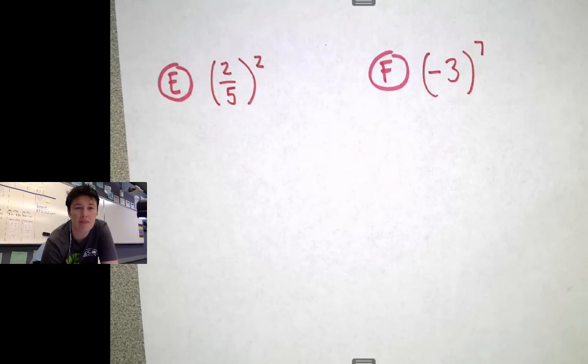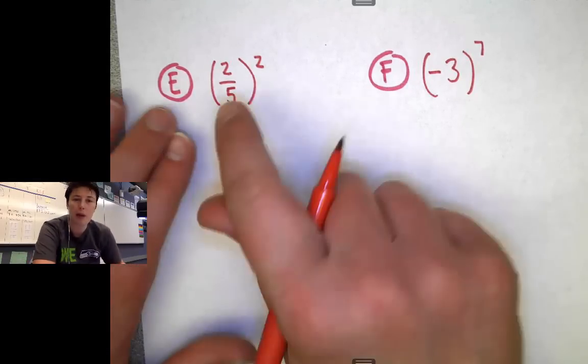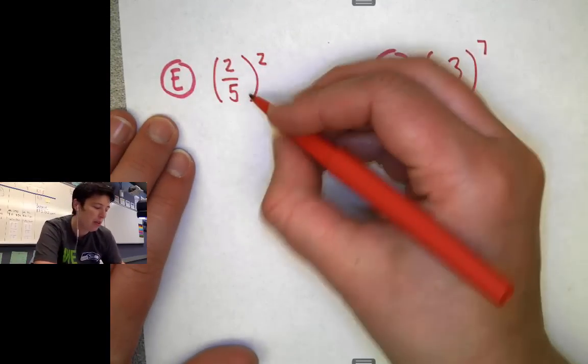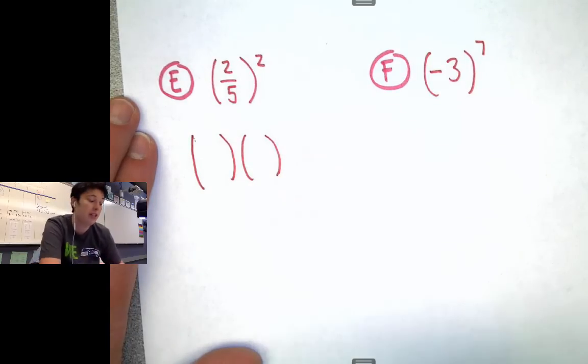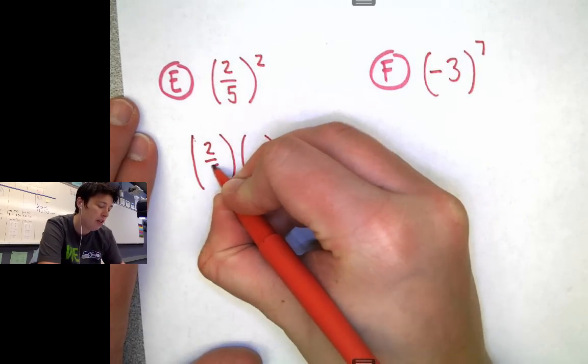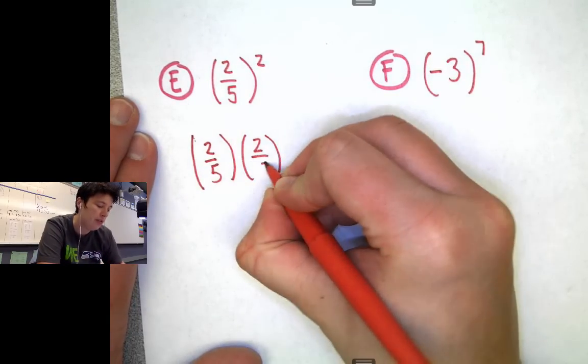Okay, you ready to check? You all finished up? I hope you are. We're going to see how you did. So I'm going to start with the fraction one first. Remember, parentheses squared mean we have parentheses times parentheses. There's two of them. And inside would be 2/5 times 2/5.